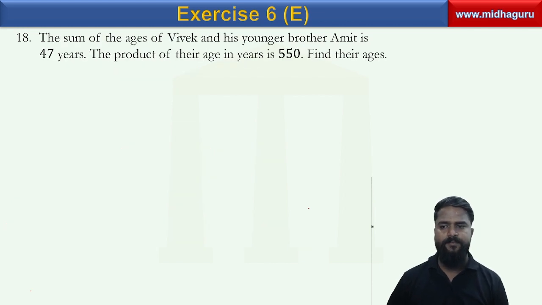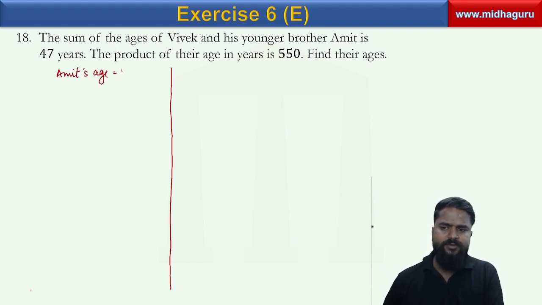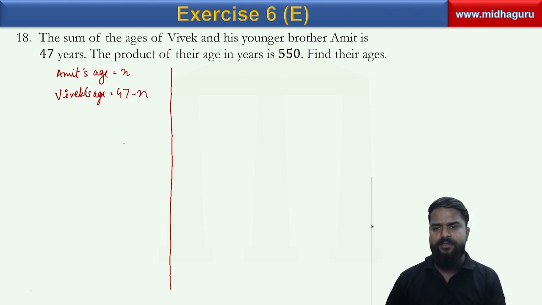The next question says the sum of the ages of Vivek and his younger brother Amit is 47 years. Product of their age in years is 550. Find their ages. So if the sum is 47, as we have seen this logic in a lot of questions, this means that if we take anyone's, let's take Amit's age to be x, then Vivek's age would be 47 minus x, since adding them will give us 47.